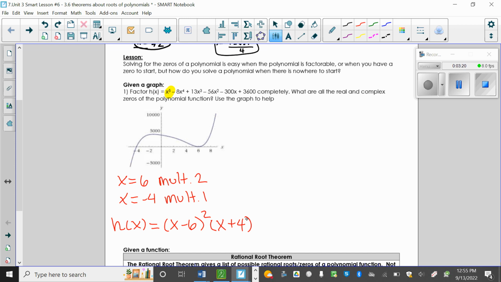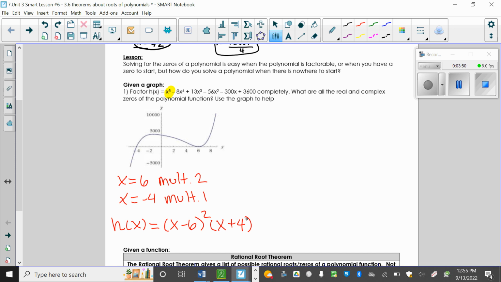Problem is, h of x is a degree 5 polynomial. Right now, if I were to distribute out these 3 factors I have, I'll get a cubic polynomial. So I know I'm missing a degree 2 polynomial here. Maybe 2 linear polynomials or maybe a single quadratic polynomial, but I know that I'm missing some factors. So we have to find the other factors.